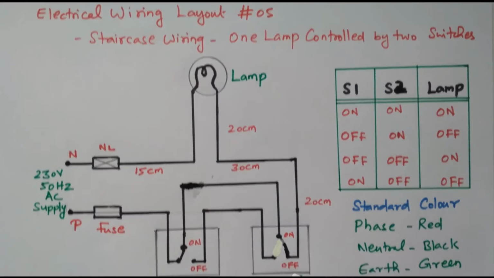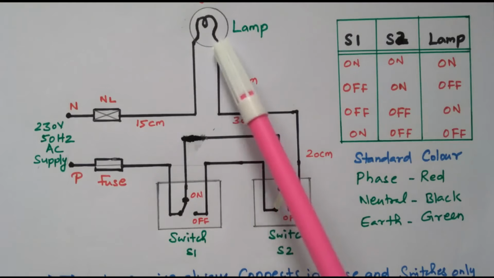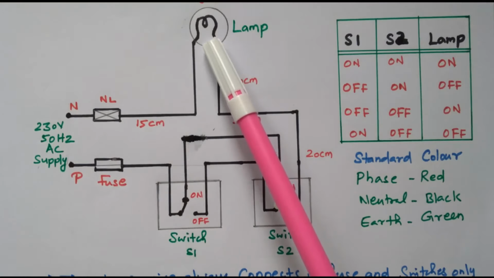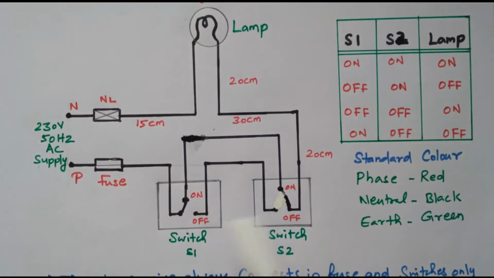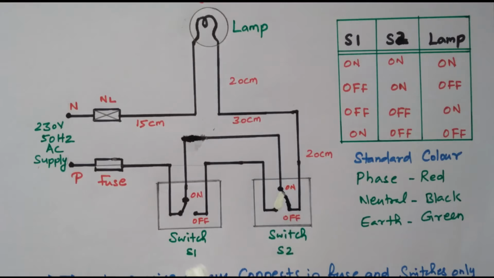Now we'll go to the diagram. So this is the lamp we need to control. Only one lamp is available in the staircase, and it should be controlled by these 2 switches, either switch 1 or switch 2. We can control the lamp with switch S1 alone, switch S2 alone, or both in combination. If you operate any one switch, if the lamp is off it will turn on, and if it is on it will be turned off. So that is the main objective of this wiring.